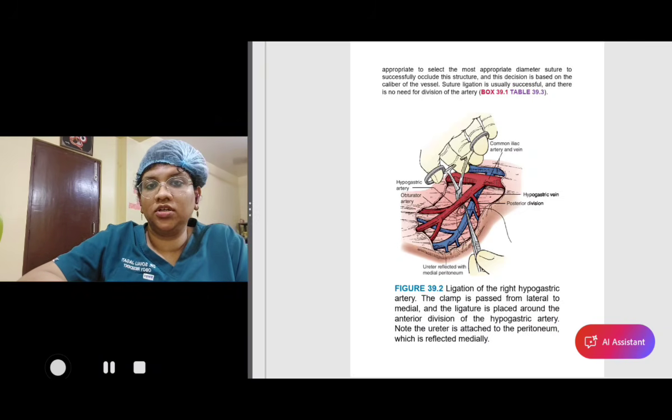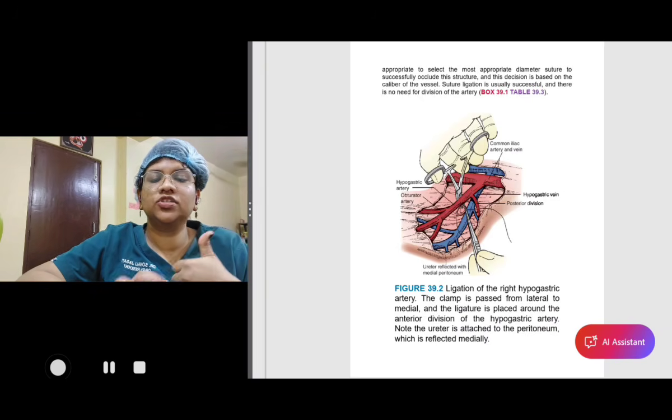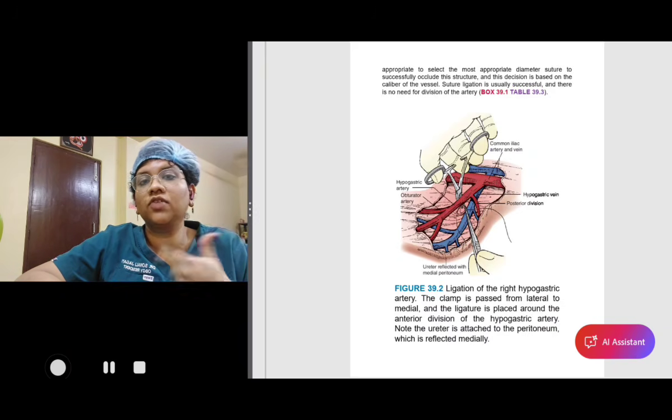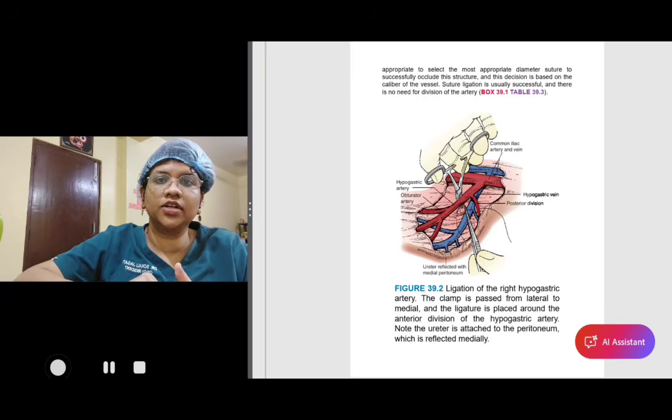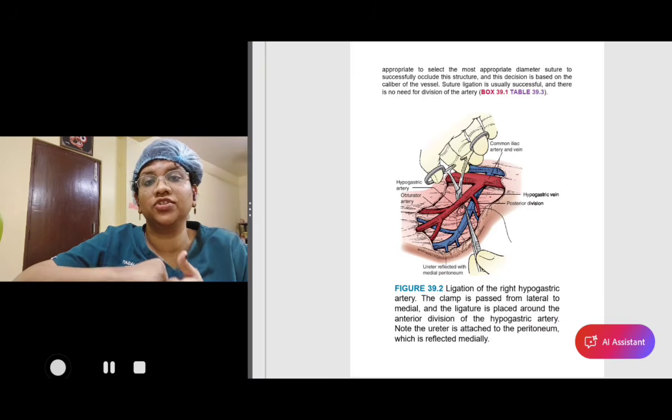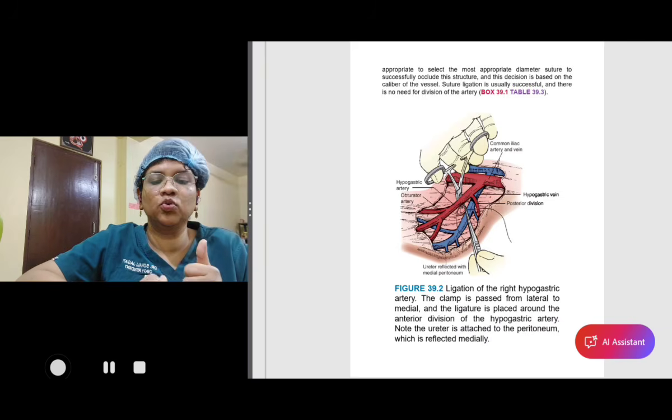Now coming to the posterior division. The posterior division mainly gives rise to three branches. So first is the iliolumbar artery, which supplies your lower abdominal wall and iliac fossa, and this is the one which anastomoses with your lumbar and deep circumflex iliac arteries. Next are your lateral sacral arteries, and third is your superior gluteal artery, which is very important, which is the major vessel which supplies the gluteus muscles.